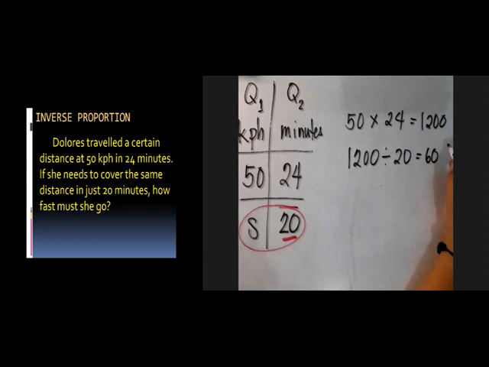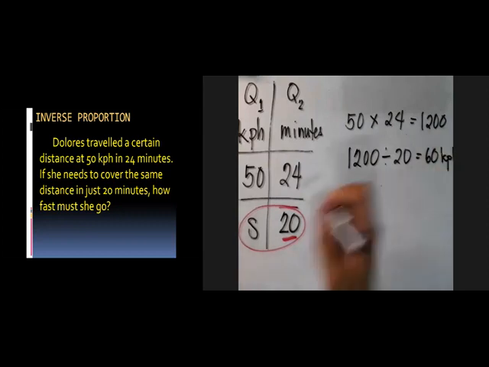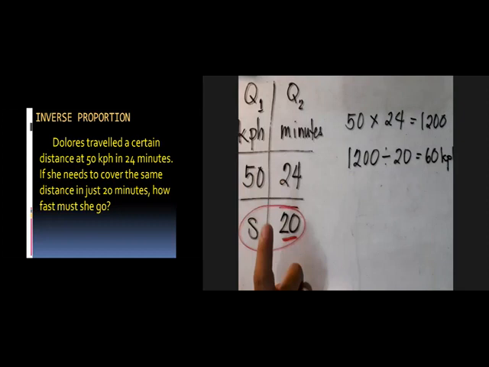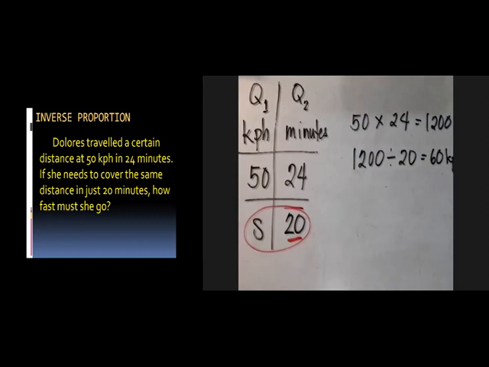Okay? And then you put the label. 60 kph or 60 kilometers per hour. So, yun yung technique niya. So, mas mabilis siya. So, i-multiply nyo yung magkatabi, i-divide nyo dun sa nasa baba, alin man dyan sa dalawa. If that is an inverse proportion problem. Okay? So, technique lang yan.